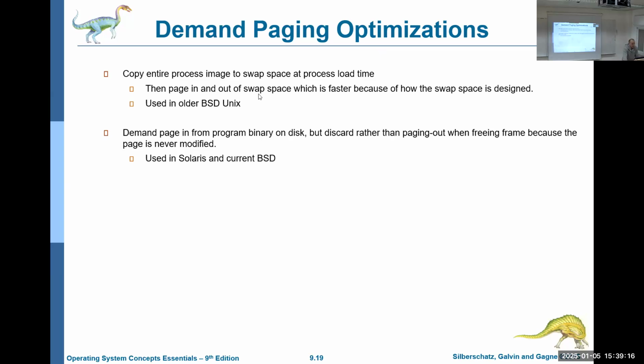Demand paging options. One option is to copy the entire process image to swap space at process load time. What do we mean by swap space? A place on the disk that's meant for virtual programs. Then page in and out of swap space, which is faster because of how the swap space is designed.